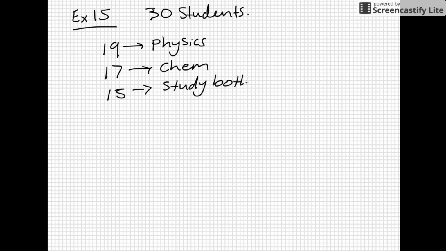Okay, so this might sound confusing. You go, okay, there's 30 students, well then how can 19 study physics? How can 17 study chemistry? Well, that's because the last bit there, some of them study both. So someone who studies both counts as in the physics section and also in the chem section. So we want to display this information on a Venn diagram.